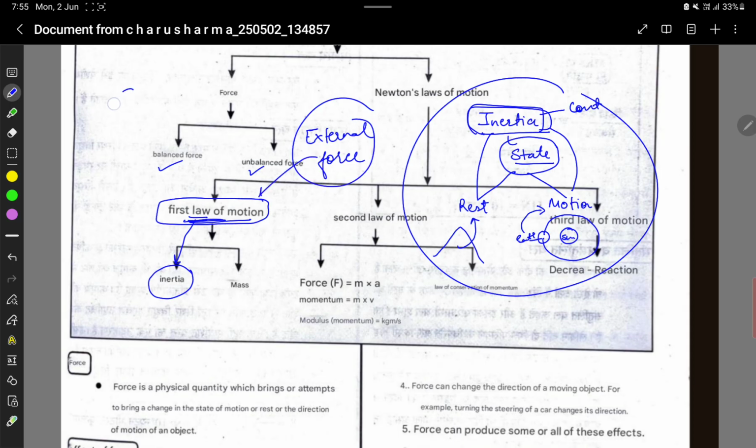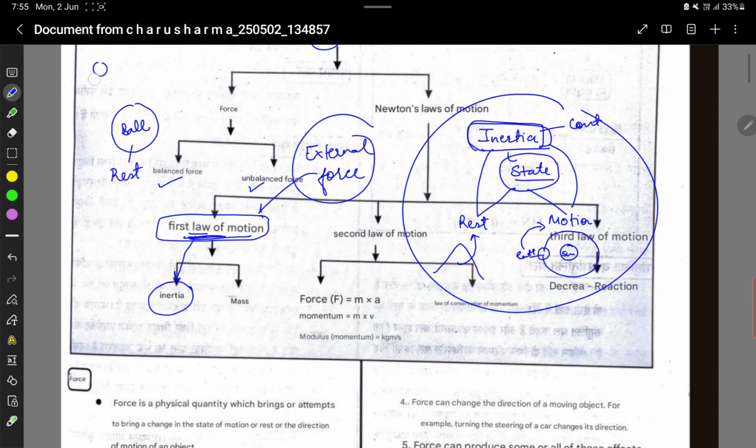First law says that, let's say this is a ball. Now this ball is at rest, which means its inertia is of rest. Until I kick it, it will not move, right? The moment I apply my kick, which is an example of external force, this ball starts moving. So we are changing its inertia from inertia of rest to inertia of motion. That represents your first law of motion. I hope that much is clear.